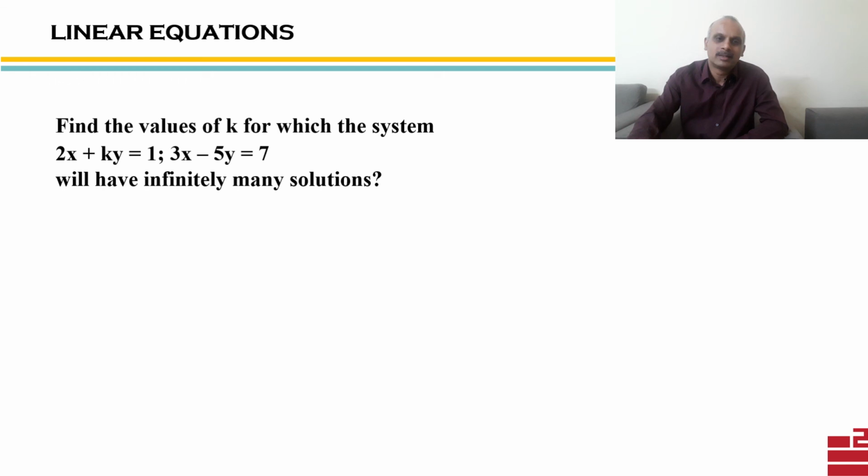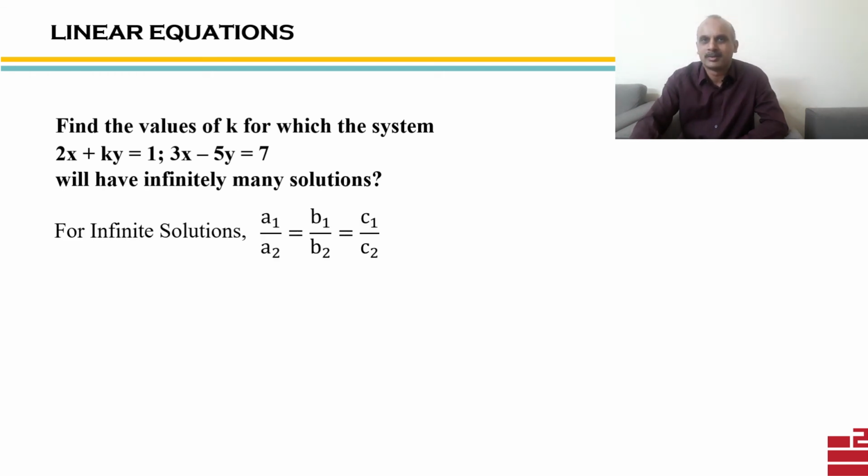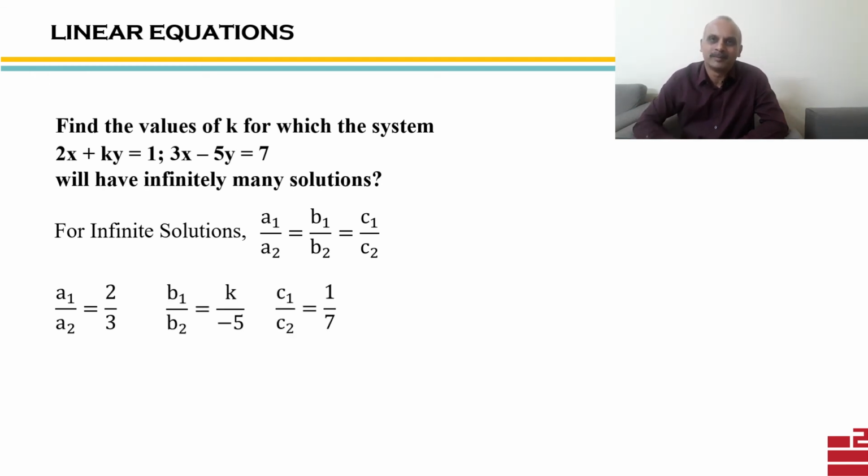So what we do is we find out the ratios. So a1 by a2 is here 2 by 3, b1 by b2 is minus k by 5 and c1 by c2 is 1 by 7. Please understand that for any value of k, a1 by a2 cannot be made equal to c1 by c2. That means 2 by 3 can never be equal to 1 by 7 for any value of k. So this system of equations cannot have infinite solutions.